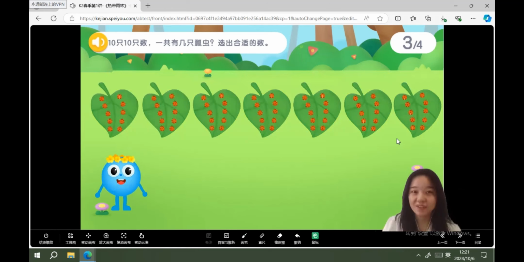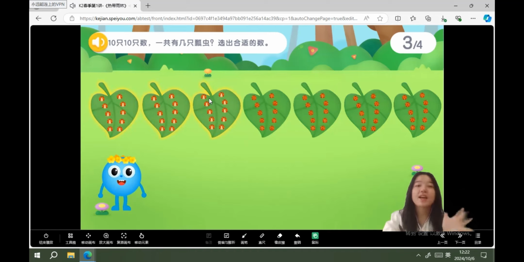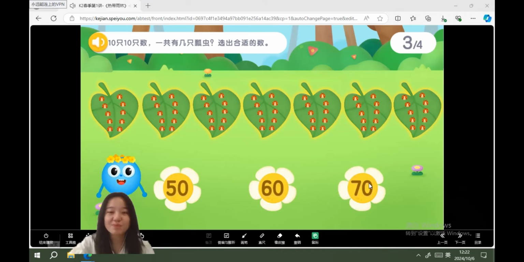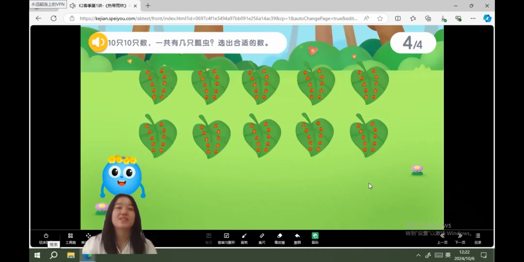Have you got it? Then, if every leaf has 10 ladybirds, we just need to count by groups of 10. Let's move faster this time. 10, 20, 30, 40, 50, 60, and 70. So in total this time, there should be 70 ladybirds. The last task, let's do it.